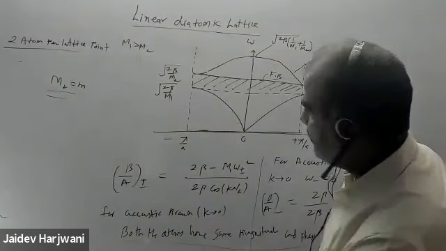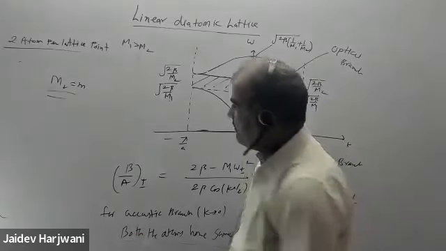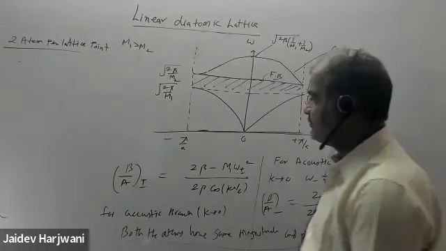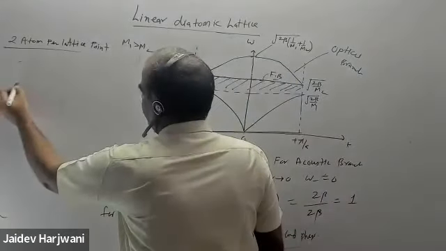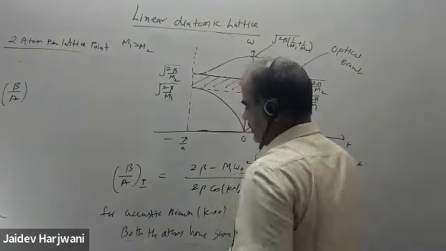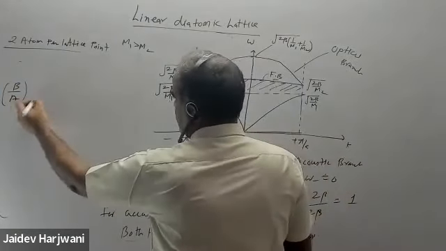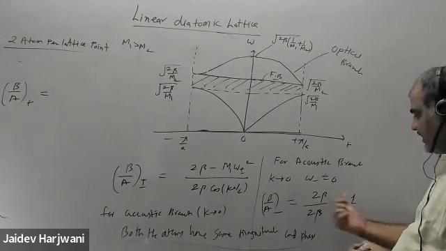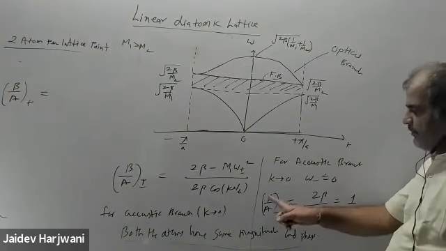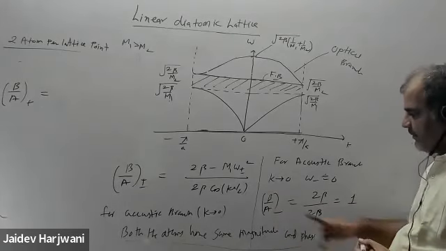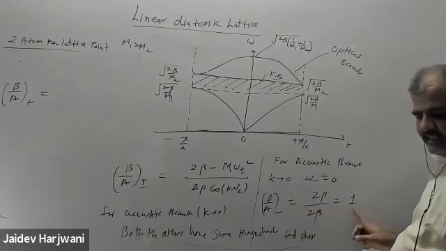Similarly, I want to calculate this expression b by a for the optical branch. Sir, how do I know the phase is the same, because the sign of b by a is the same? b by a is the amplitude ratio; b and a both are amplitudes. So the magnitude is also the same, and the phase is also the same.